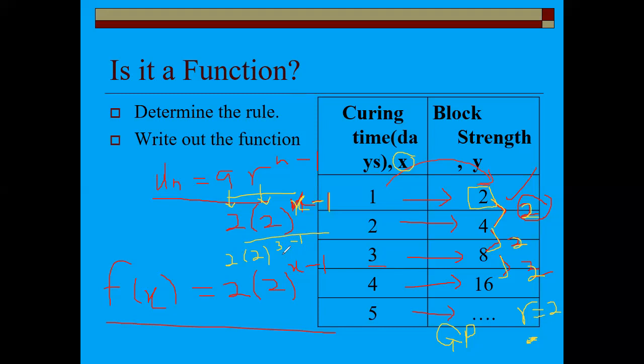When x equals 4, 4 minus 1 is 3 in the exponent. 2 raised to the power 3 is 8, times 2 is 16. So this is the rule that governing these particular observations. And that function is generated as f of x equals 2 times 2 raised to the power x minus 1.